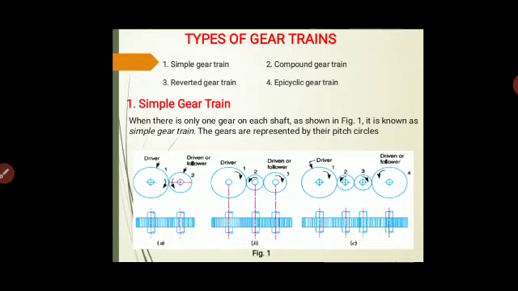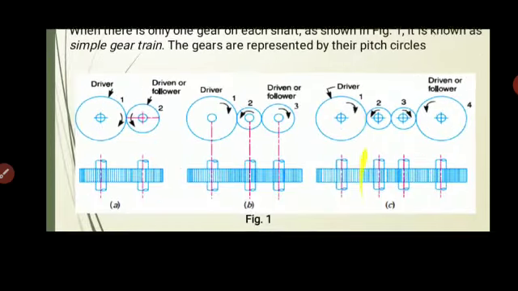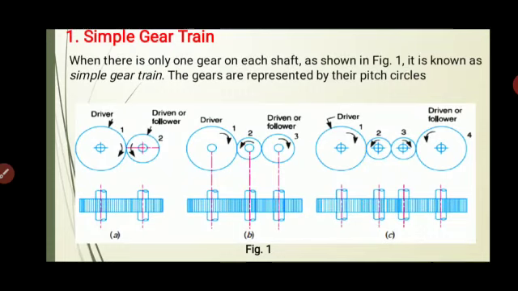A simple gear train is a gear train wherein only one gear is mounted on each shaft. This is clearly visible from figure 1, which is depicted with three figures, A, B and C. Figure A shows two gears, the driver gear and the driven gear. Both the gears are meshing externally, and since they are meshing externally, the direction of rotation of the driver and the direction of rotation of the driven are opposite to each other.